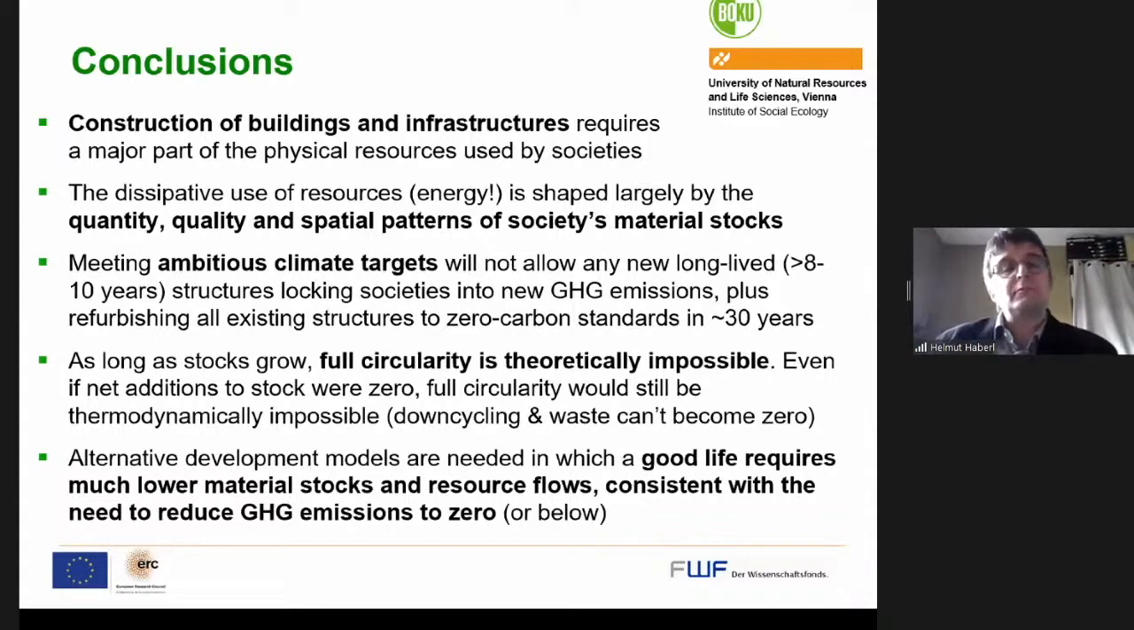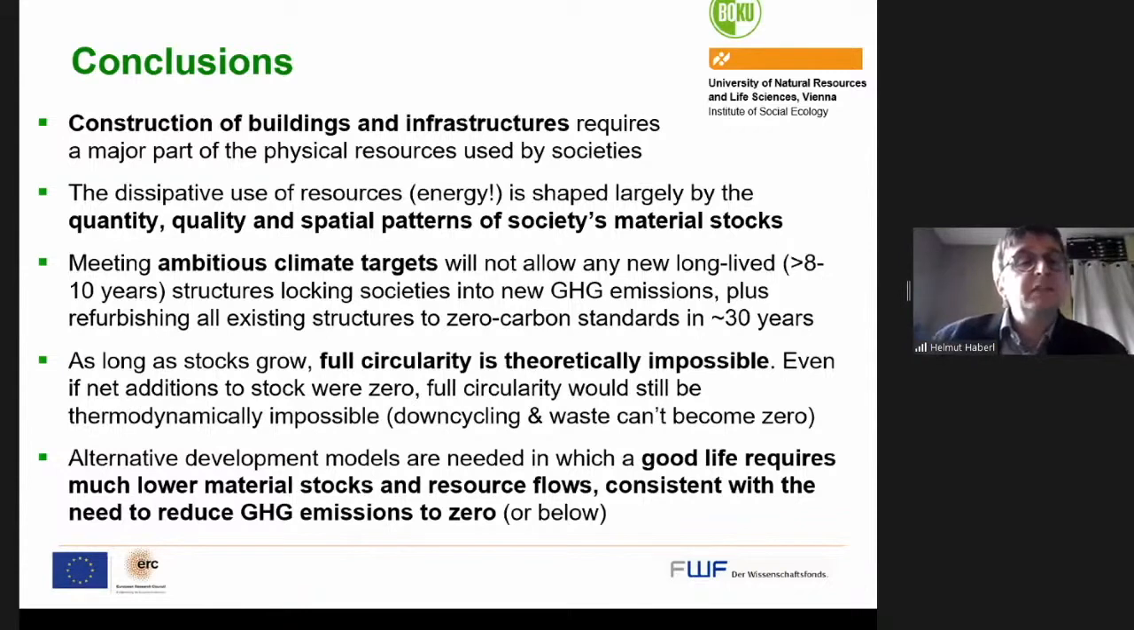So appealing to people's will to not use their cars, if we have an infrastructure dominated by motorways, will not work. It has not worked in the last 30 years and it will not work in the next 30 years. You need different infrastructures if you want to persuade people to change their mobility patterns.